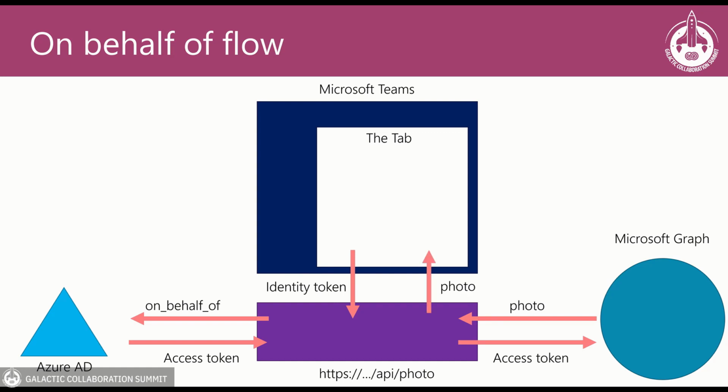This way, we keep everything secure. The only thing we're sending from the client to the server is the identity token. All access tokens and everything is handled server side. And if we jump over to Microsoft Teams and take a look at our application, which I slightly modified now, you can see how it looks when we actually do this on behalf of flow and retrieve the picture of the user.